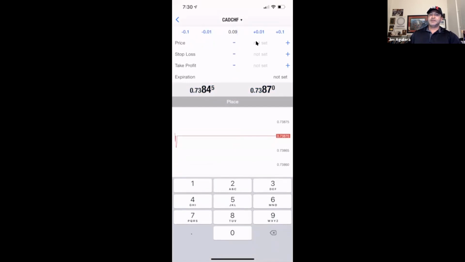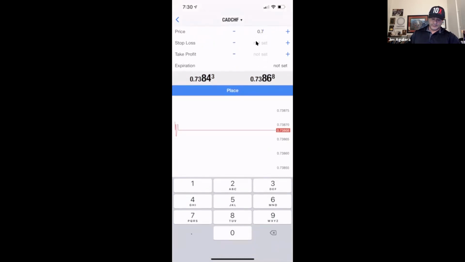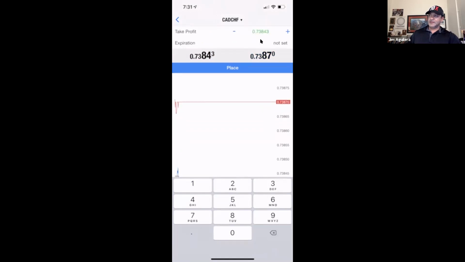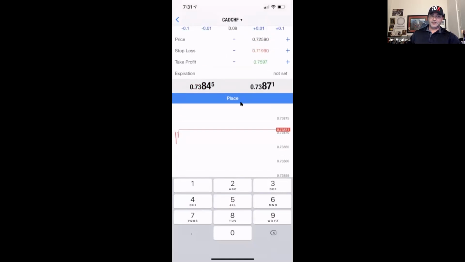And then the price on the document that I shared with you earlier is 0.7259. And then the stop loss that was shared by Tyrone is 0.7199. And then the take profit is 0.7597. And then you just hit place.